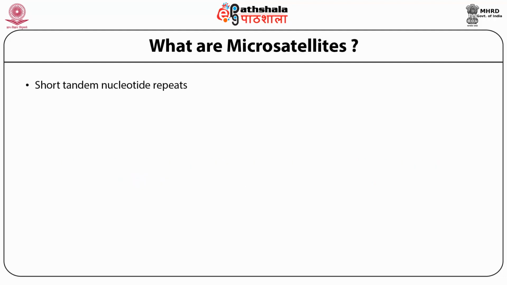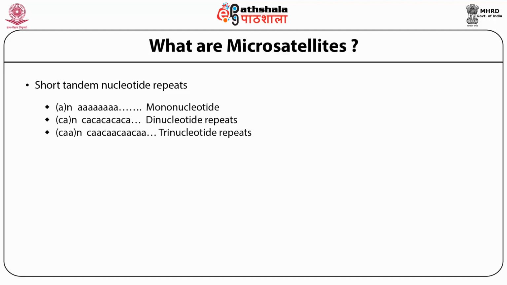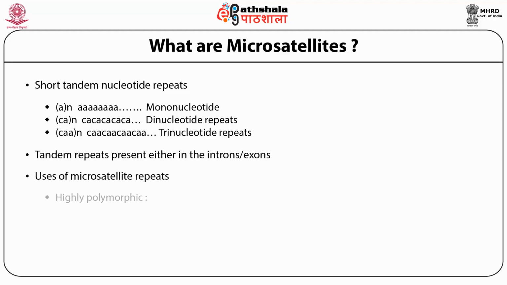Microsatellites are small tandem nucleotide repeats, which can be mononucleotide, dinucleotide, or trinucleotide, and can be present in either an intron or an exon. Mostly, microsatellites are polymorphic in nature. Hence, they have various utilities, such as in population genetics and DNA fingerprinting, and especially in the case of cancer, they can also be useful for diagnosis and prognosis.